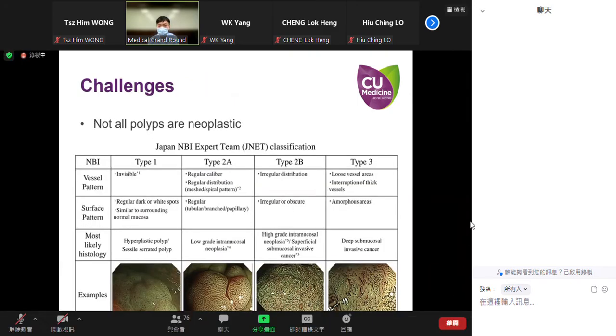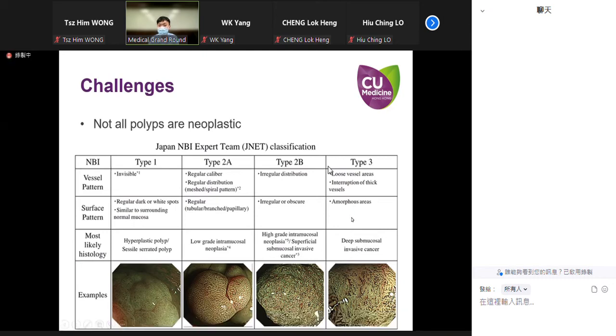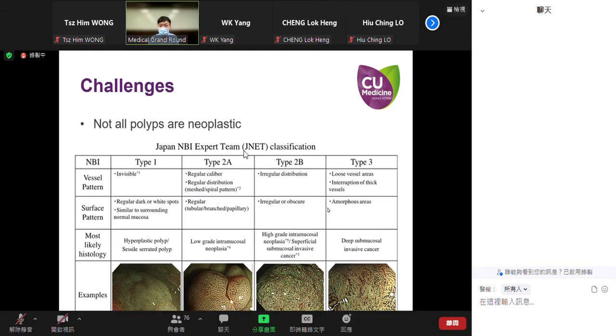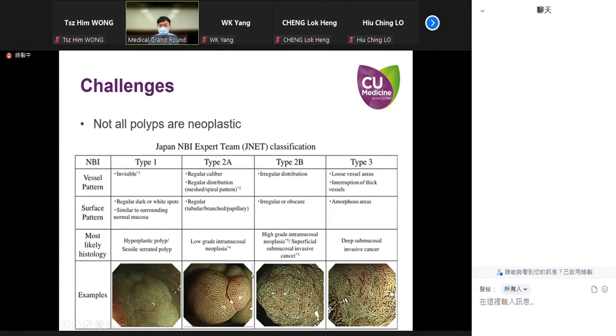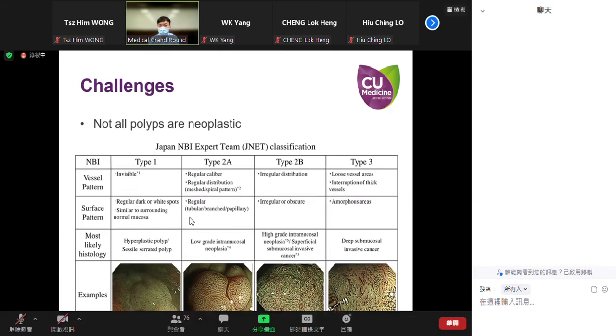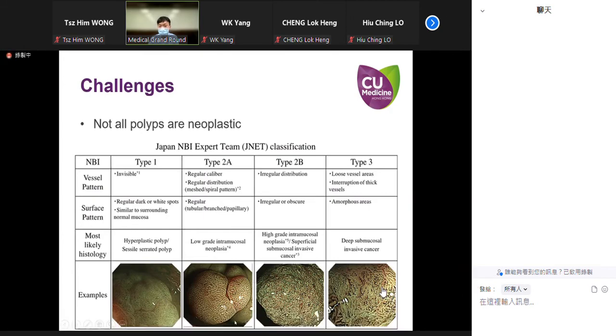And another challenge that we face is that not all polyps are neoplastic. And remember the MBI technique that we mentioned before? First, actually classify the lesions based on their appearance under the MBI examination. And under the JNET classification, for type 1 lesion, majority of these lesions are hyperplastic polyp, which is very commonly encountered in the rectosigmoid area, and they are completely benign and do not have any malignant potential.